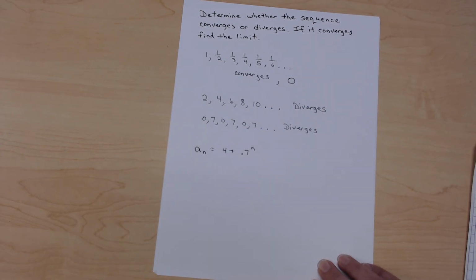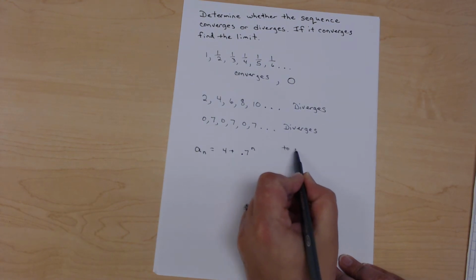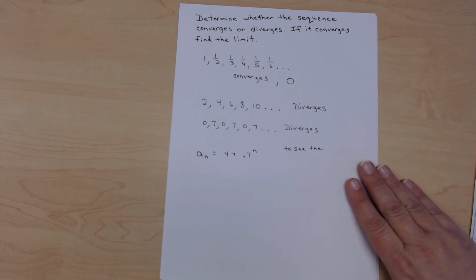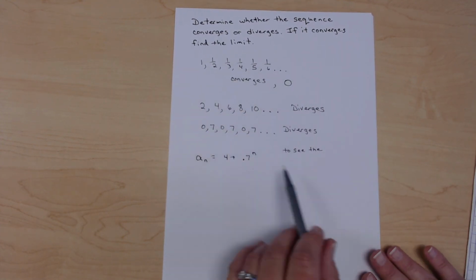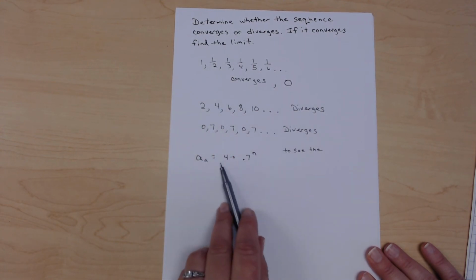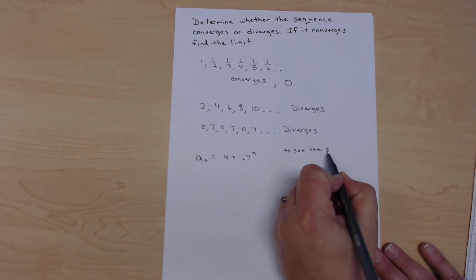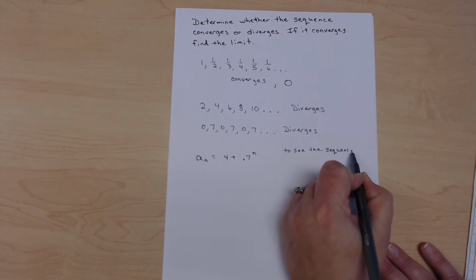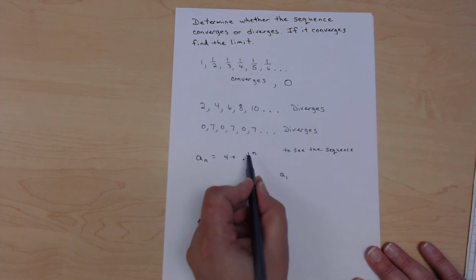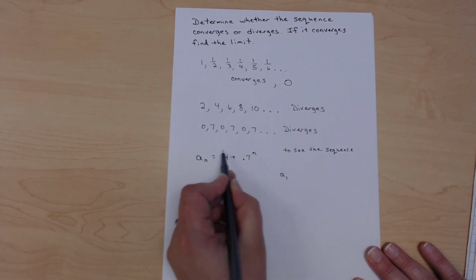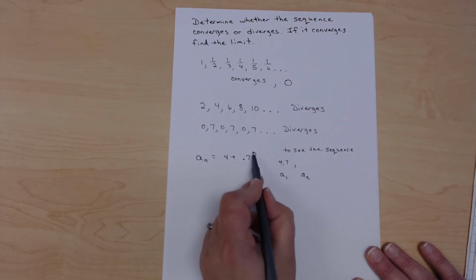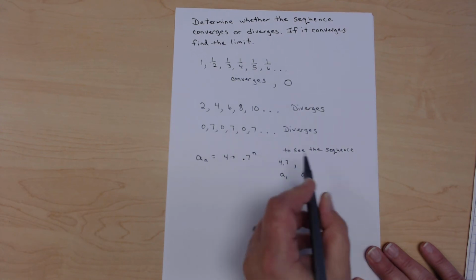Okay. Now, if I want to see the sequence, we're really not going to do that because it just takes time. But if you want to visually see the sequence as opposed to seeing its rule, you just literally plug in, right? If I want a sub 1, I'm going to plug in a 1 right there, and then do the arithmetic. So it's going to be 4.7. Okay. a sub 2, I plug a 2 in there.